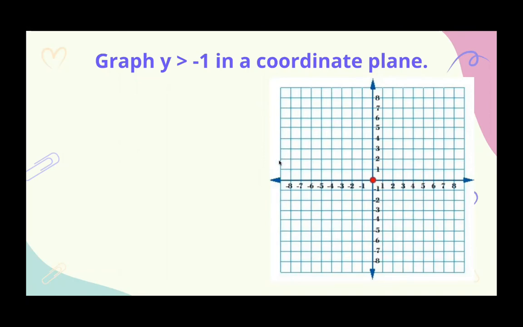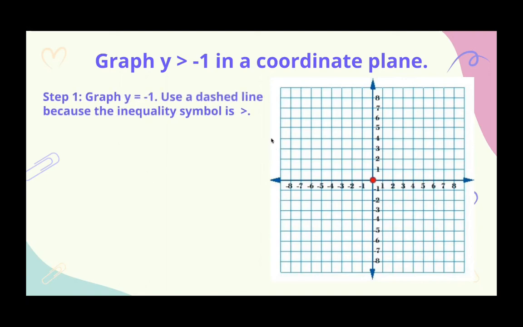We're going to graph y is greater than -1 in a coordinate plane. First step is to graph your boundary line. Your boundary line is going to be the related equation of your inequality, so that would just be y equals -1. In this case, we're going to use a dashed line because the inequality symbol is greater than.